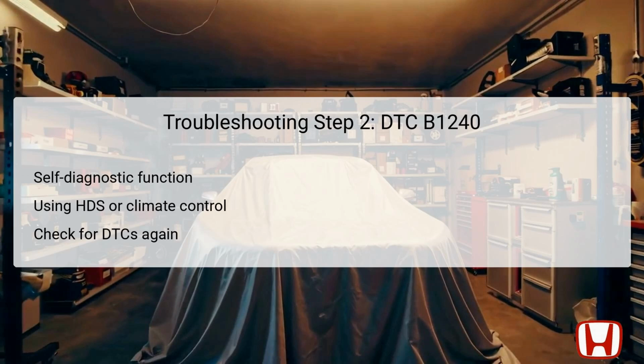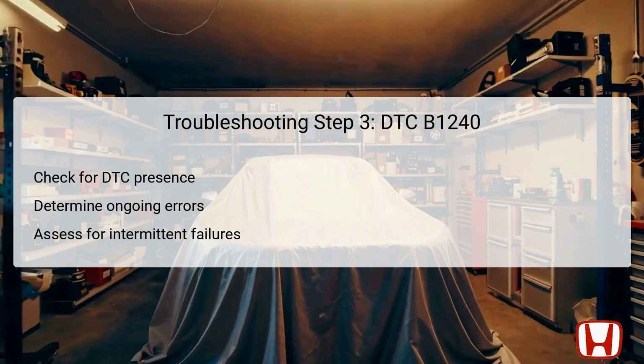If DTC B1240 or another related code reappears, it indicates there is still an underlying fault within the mode control motor system. This step is critical for confirming whether the problem is persistent or solvable with simple adjustments or repairs. Accurately interpreting the results from this diagnosis sets the groundwork for additional troubleshooting as needed.